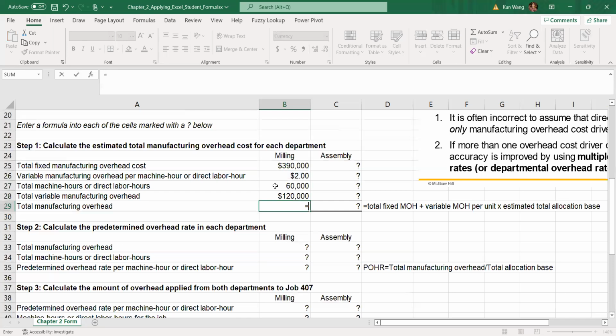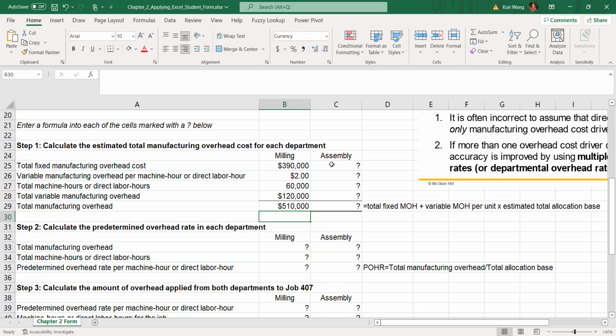Now we can add B25 and B28 together, because that's your total. I have the formula here. Okay, total fixed overhead. As a reminder, we already have the total variable finished in B28. So adding both of them, 510,000. So that's total manufacture overhead for the milling department.